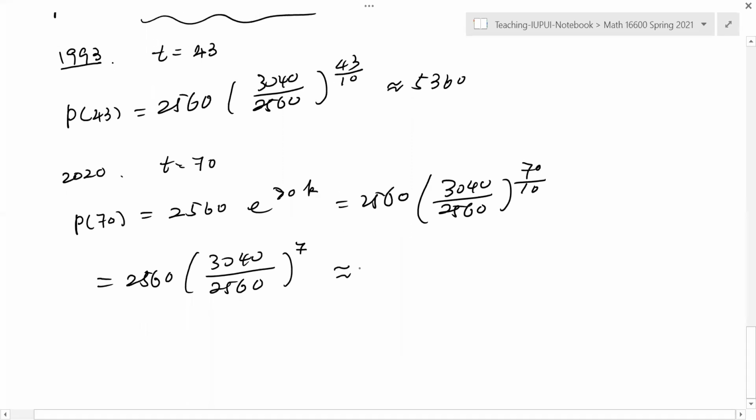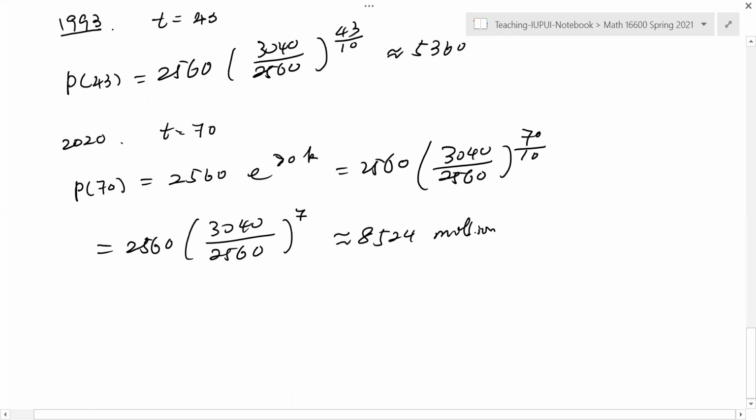So it's about 8,524 million people. Okay, let's use a million. I don't want to use a billion. So that's the population. And it's pretty scary, if this growth continues, right? And there'll be not enough food to feed everybody.